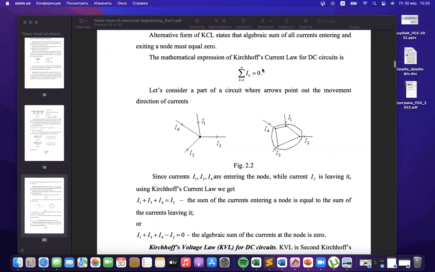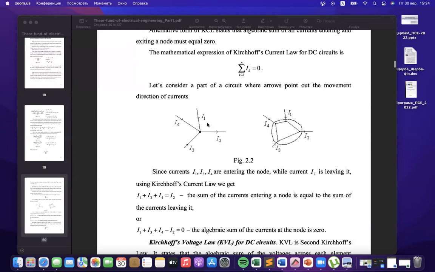Then, as we speak about current, the total current in a point equals 0. For example, here you should add I1 plus I3 plus I4 and equal I2. What does it mean? It means if you have currents, for example, 5 amperes, 10 amperes, and 20 amperes, then you are adding all the inflow currents, and the total outflow current will be 35 amperes. You could find it easily.